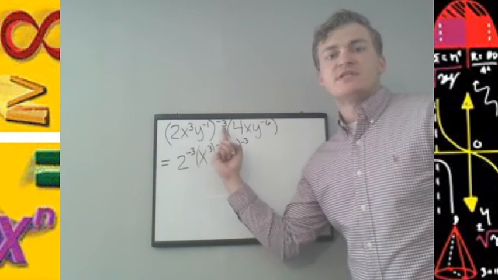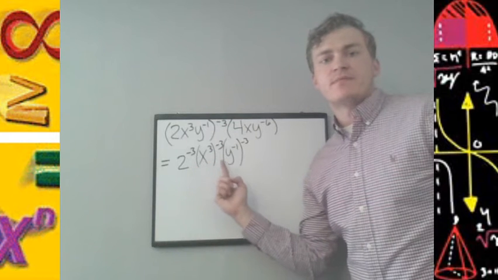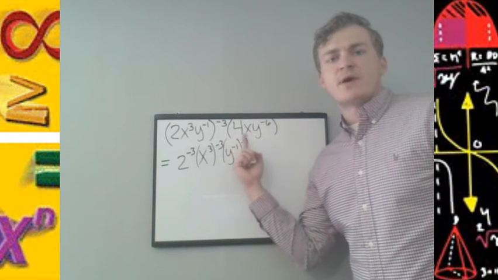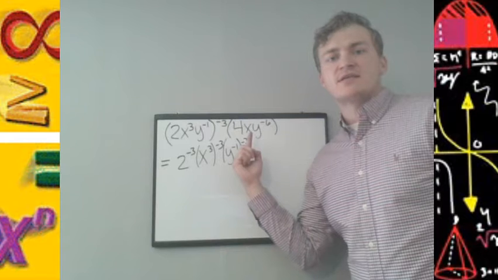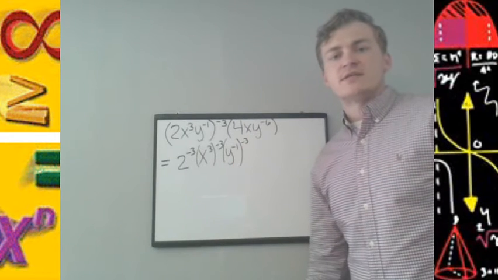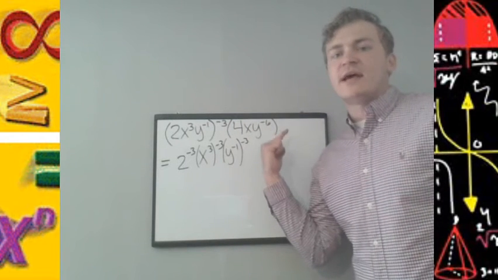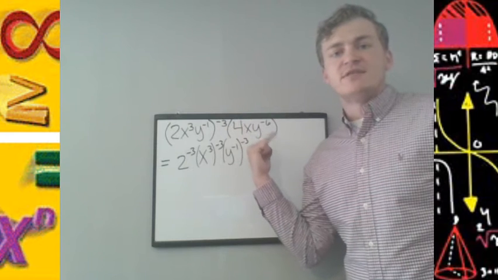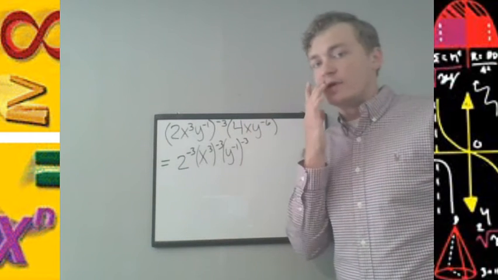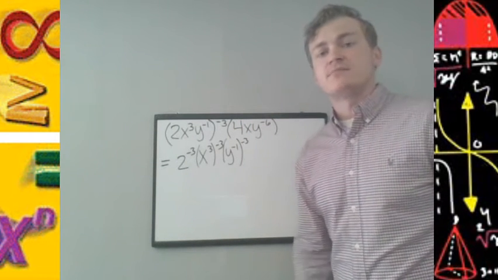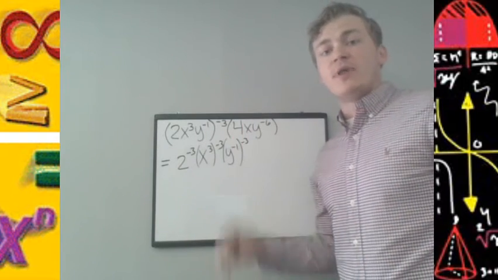Everything in this parentheses gets this exponent -3. What about on this right parentheses? 4 multiplies x multiplies y to the -6. There is no exponent attached. There are no additional bases of x or y. There's nothing we can do to 4xy to the -6. They're just simply all multiplying together.